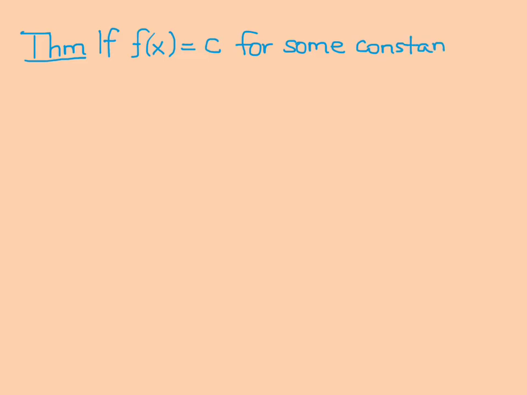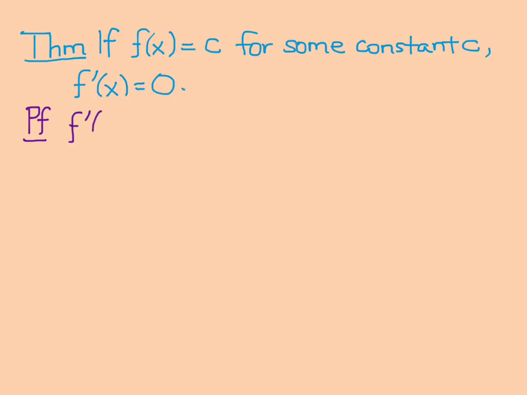Today we're going to learn some shortcuts for evaluating derivatives. The first one tells us that if f of x equals c for some constant c, then the derivative of f of x is 0. Let's look at the proof of this.